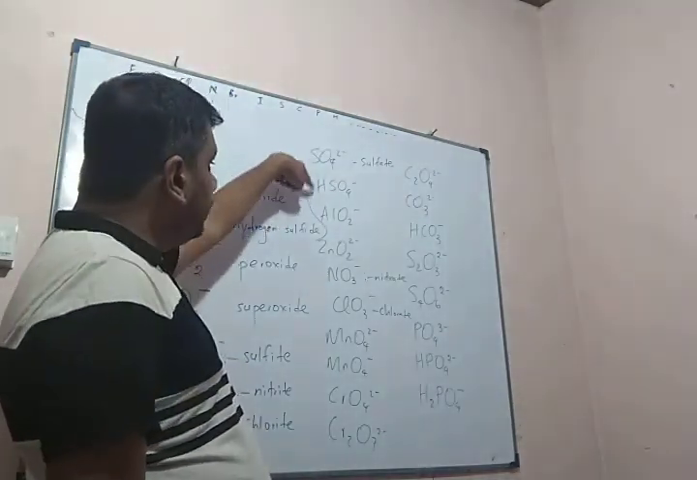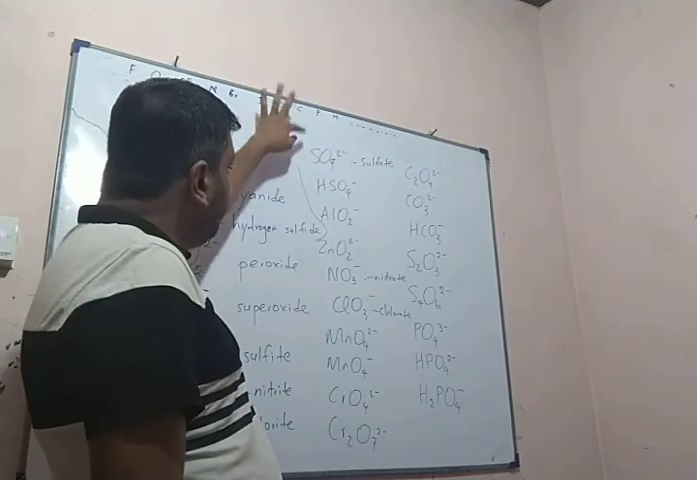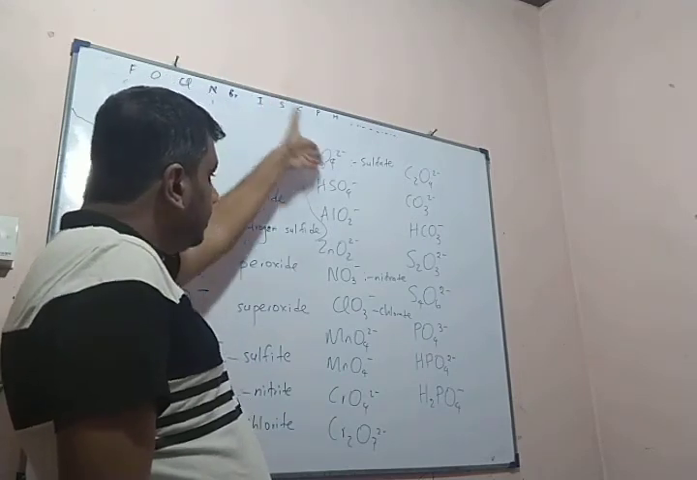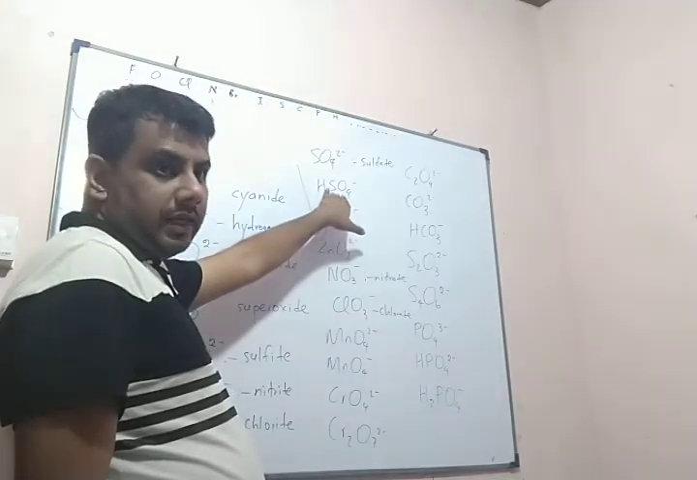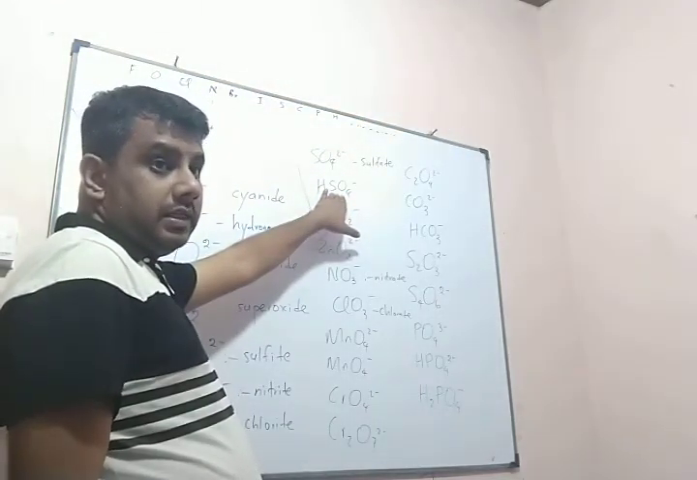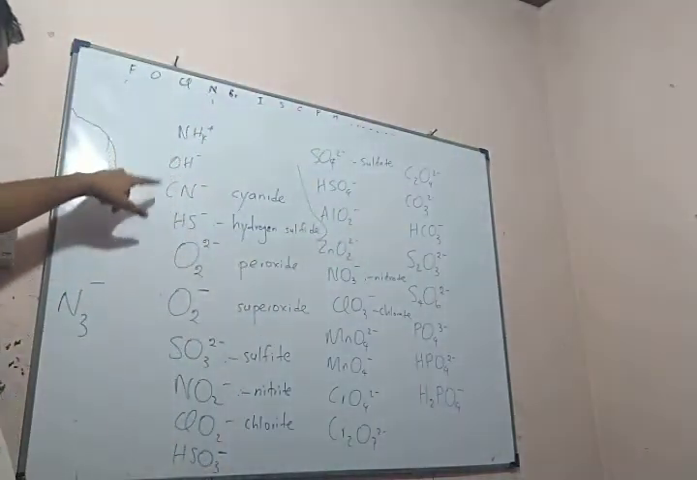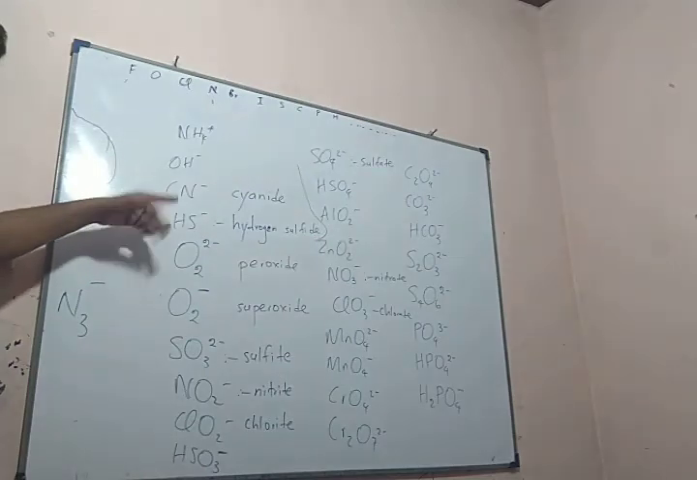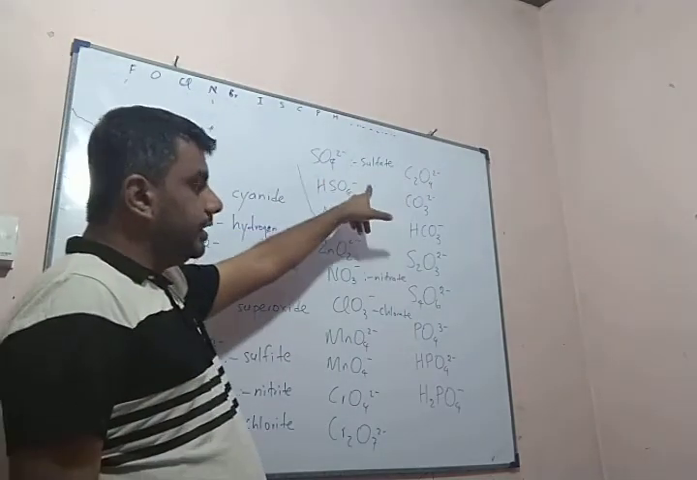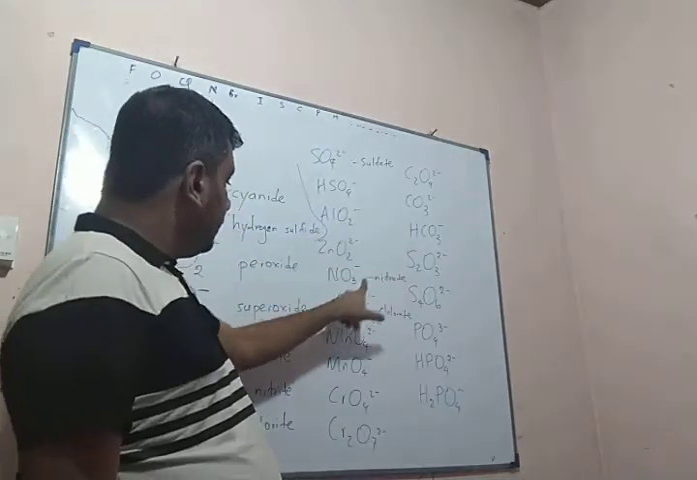H plus is added to this. If H plus is added to this ion, what is the name of the resultant ion? Hydrogen sulfate. Right? If H plus is added to sulfide, hydrogen sulfide. H plus added to sulfate, hydrogen sulfate.